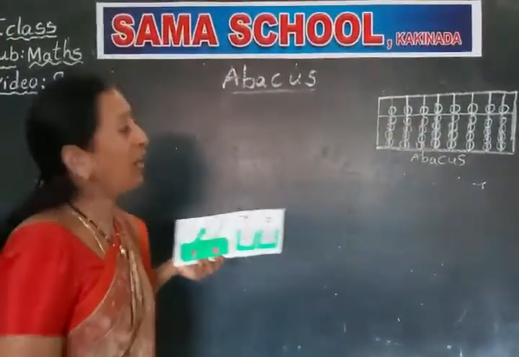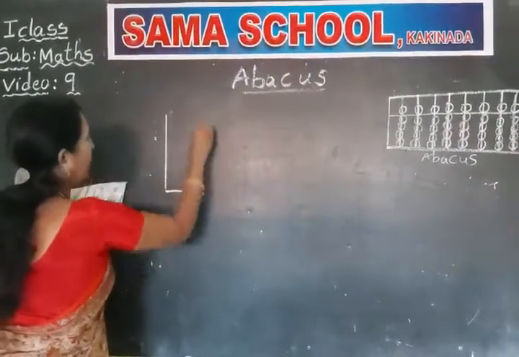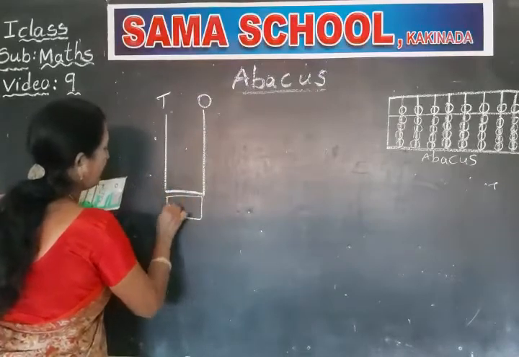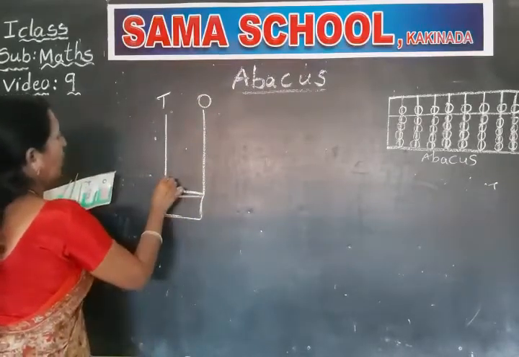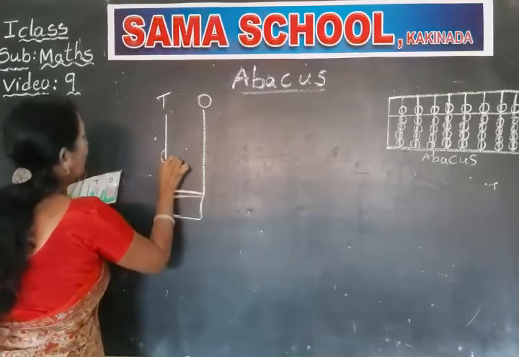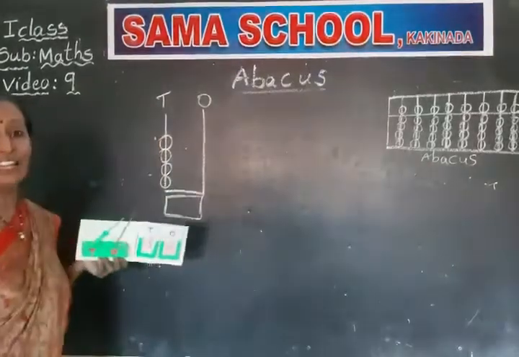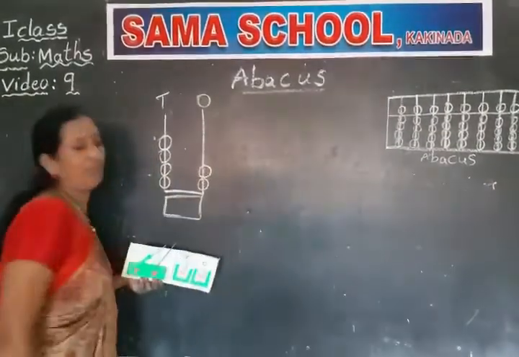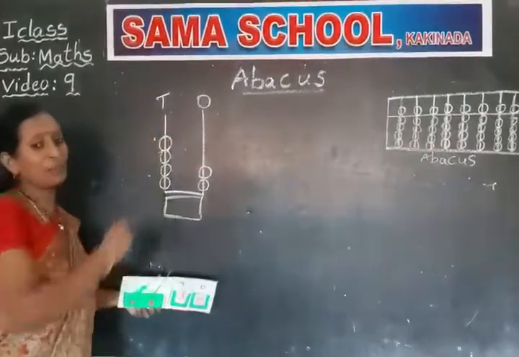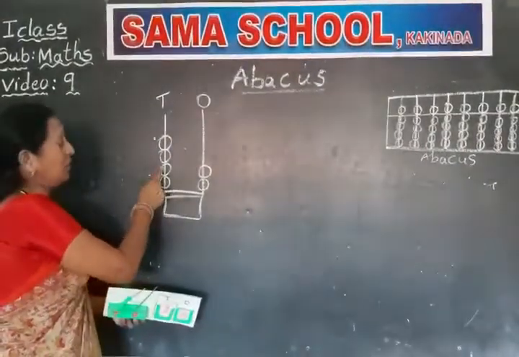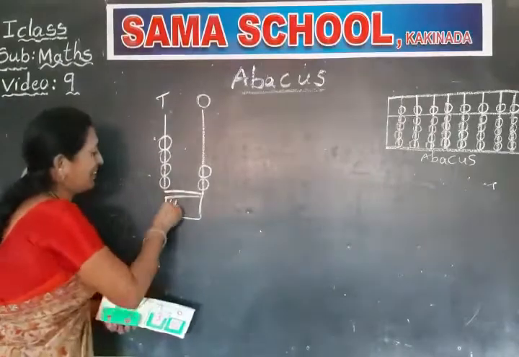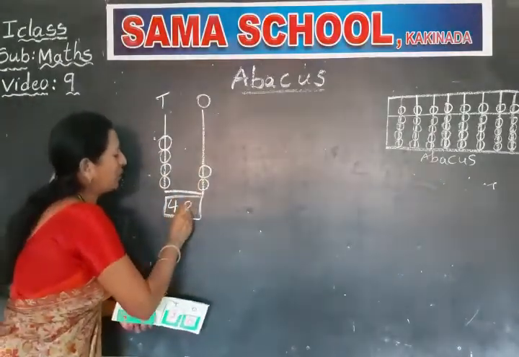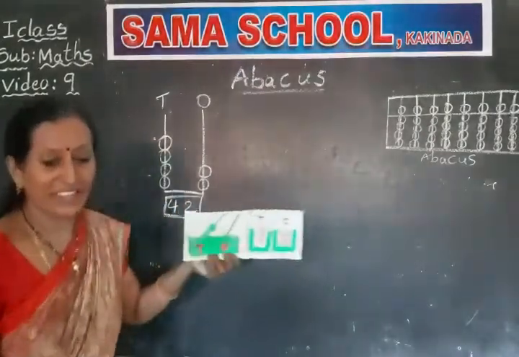Again, I'll give one more example for you. See that? Tens, ones. Now here I'll give 1, 2, 3, 4 beads. Now here I'll give only 1, 2. In the tens place how many beads are there? 1, 2, 3, 4 beads. And the ones place only 1, 2.